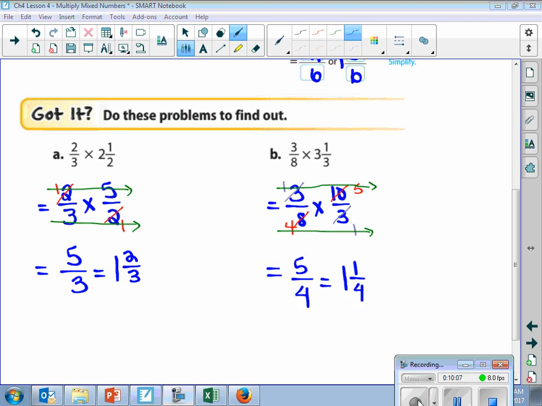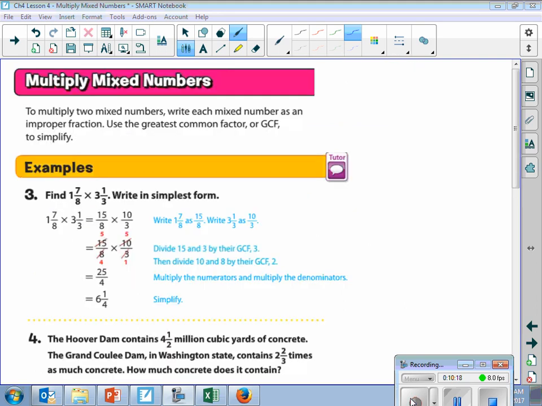All right, so when we multiply 3/8 times 3 1/3, we end up with 1 1/4. Very good. All right, now we're going to multiply mixed numbers. So to multiply two mixed numbers, we're going to write each mixed number as an improper fraction, and then we're going to use the GCF, or the greatest common factor, to simplify.